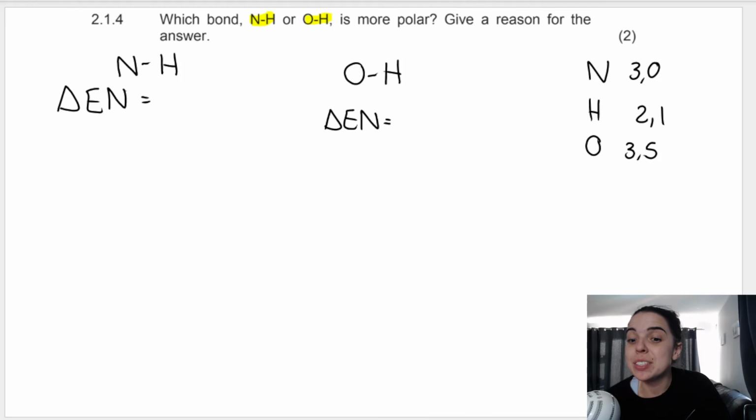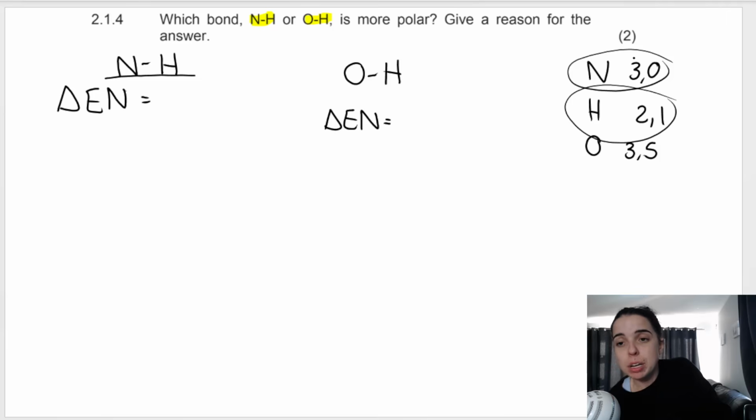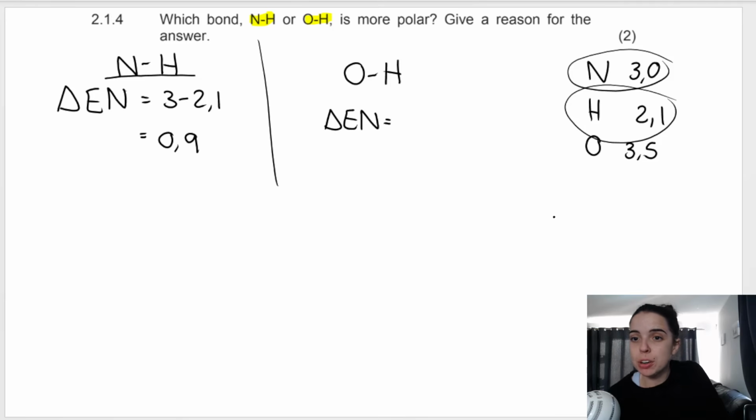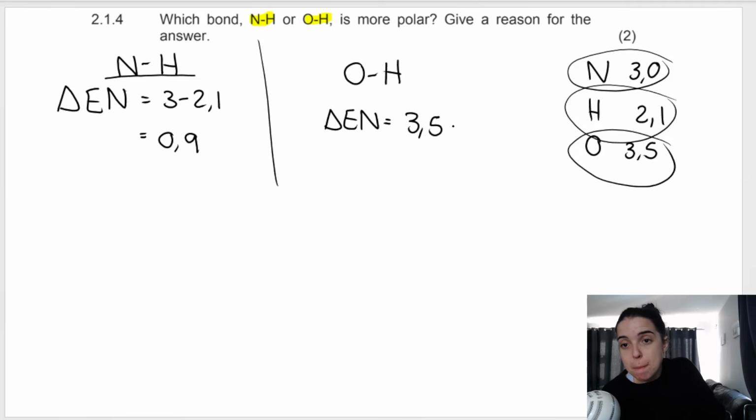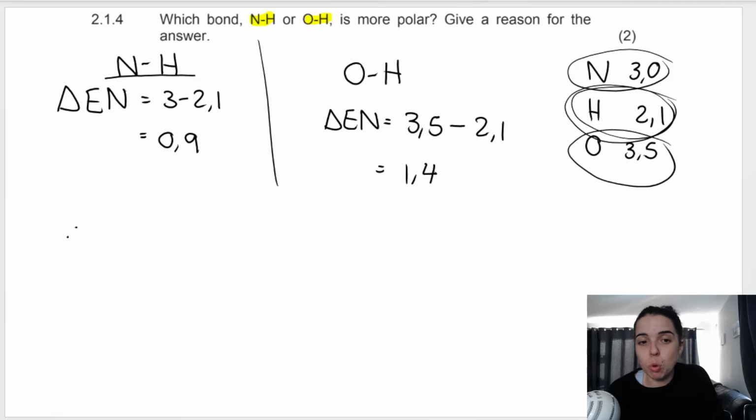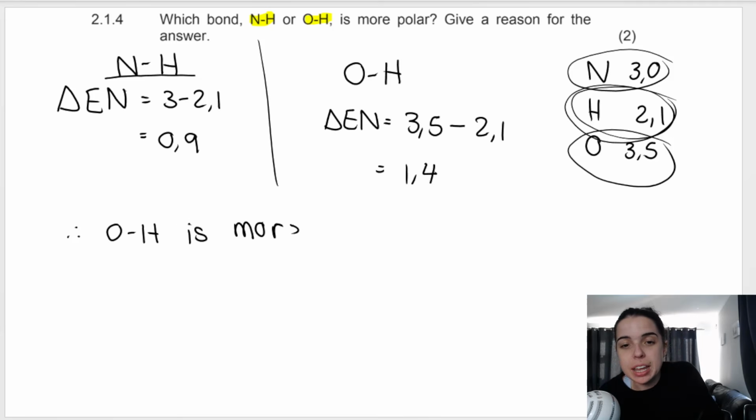So when we work out the difference in electronegativity, if we're looking at the NH bond, we take the bigger one minus the smaller one. So 3 minus 2.1 gives me 0.9. And if we compare it to the OH bond, the oxygen is bigger, so that is 3.5 minus the hydrogen, which is smaller, 2.1, and that gives me 1.4. Therefore, the OH bond is more polar, and the reason why is it has a greater difference in electronegativity.